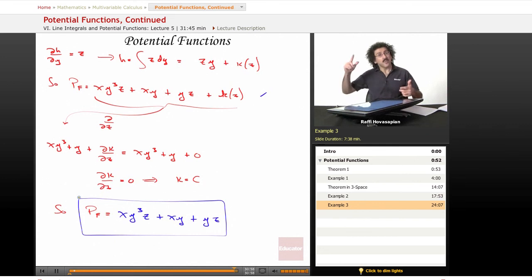We differentiate that with respect to the next variable, z. We set it equal to the third coordinate function. We match corresponding terms, and then we integrate with respect to z. And then we put it all together in the end to come up with our potential function. And that's it. It's that simple.